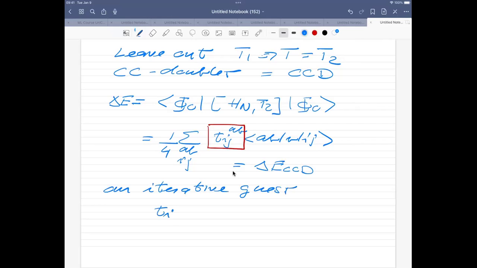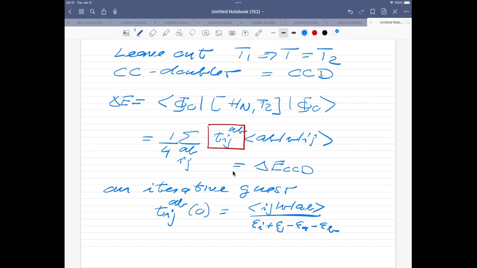Then we have a T_ij^ab(0), which is going to be given by <ij|v|ab> divided by epsilon_i plus epsilon_j minus epsilon_a minus epsilon_b. So that's going to be the ansatz for the first iteration here.